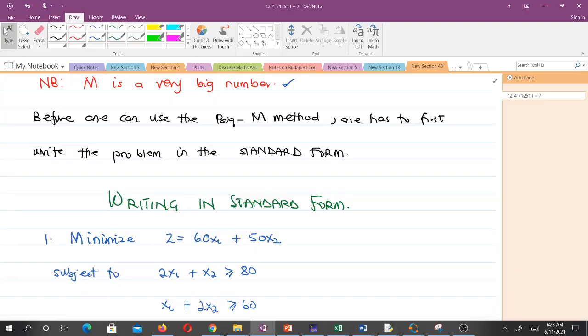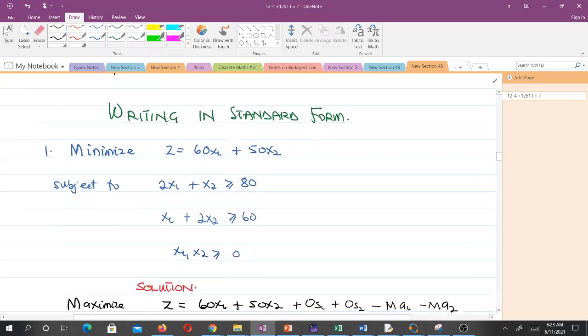Before one can use the Big M method, one has to always write the problem first in the standard form. So let's look at how we are going to take a problem and write it in the standard form. Let's consider this problem.